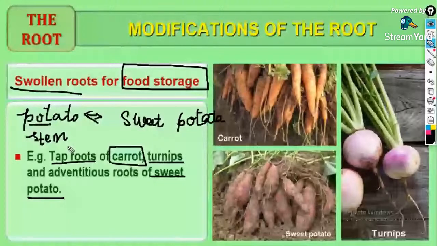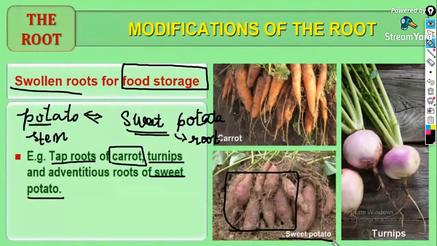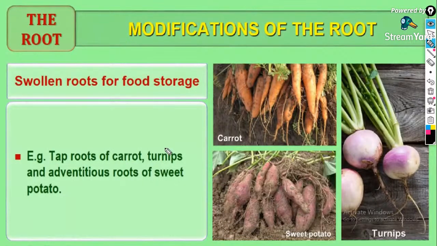I think almost everybody has seen this. That is sweet potato. Yes, sweet potato is a root. Carrot is a root, turnip is a root, and sweet potato is a root. Hope everybody can see clearly all the three diagrams on the screen. Is it clear for everybody?